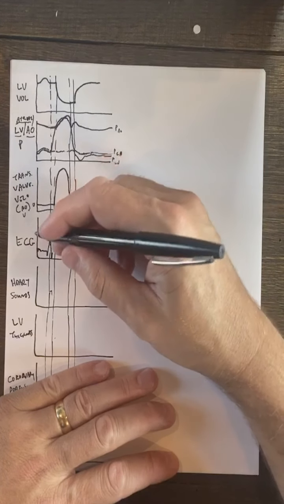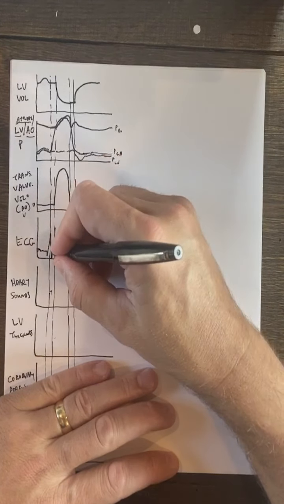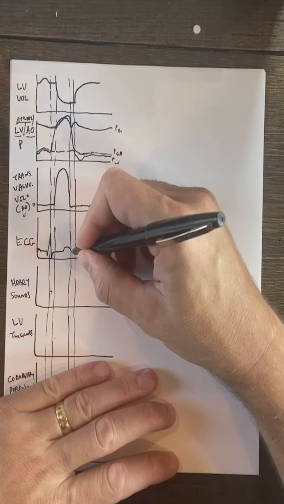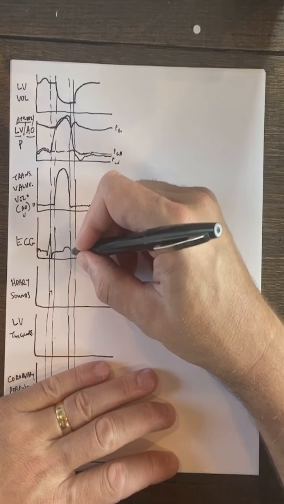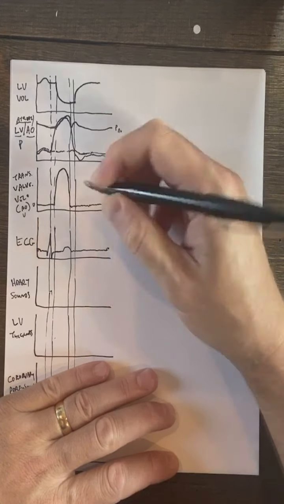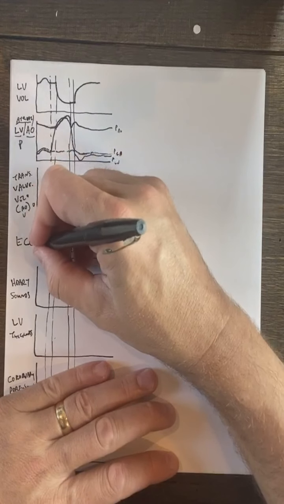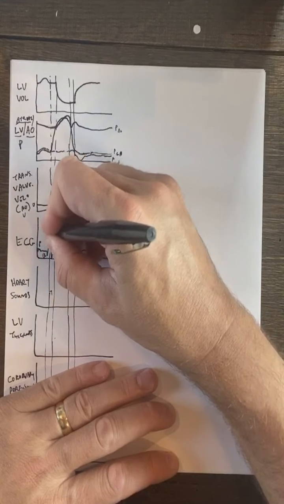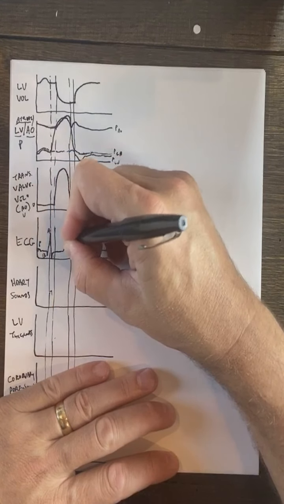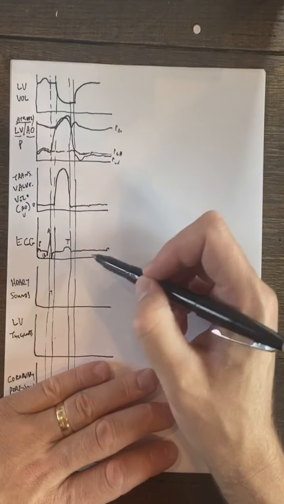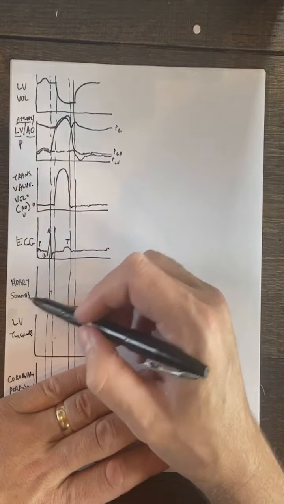isovolumic contraction, and then a good delay here until we have a repolarization wave here, and then this will go out here until we repeat. You can certainly label these as P, Q, R, S, and T waves. Okay. So that's pretty straightforward.